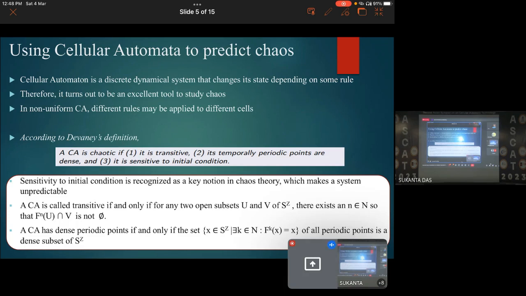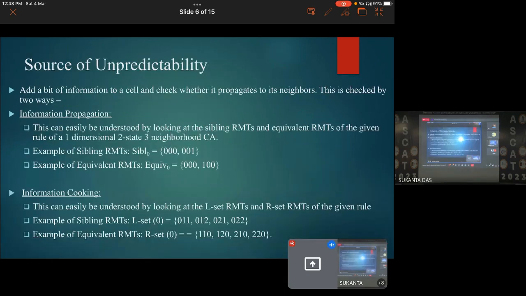Therefore we can say a CA is chaotic according to Devaney's definition if it is transitive, its temporally periodic points are dense, and it is sensitive to initial configuration. Now what we need to find out is the source of unpredictability, where actually we need to focus, that will tell us the source of unpredictability.